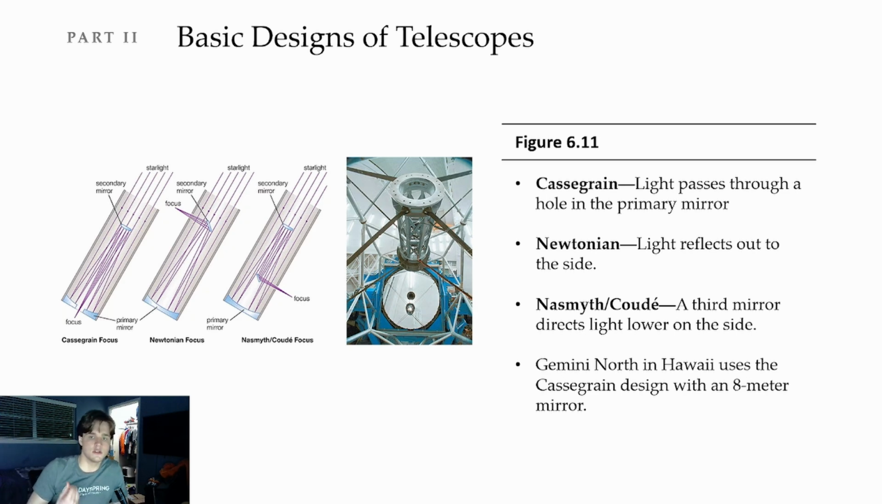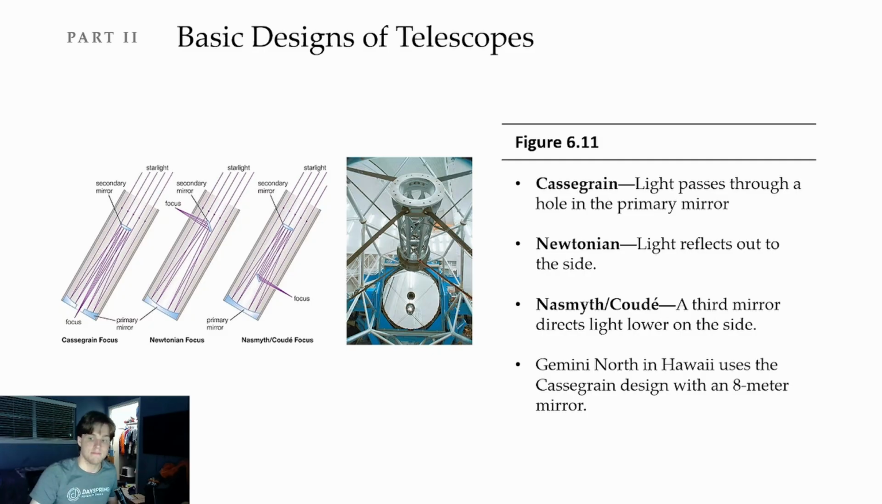But the second kind is the Newtonian telescope, where the light reflects out to the side because it bounces off the bottom onto a mirror that reflects it out through the side of the telescope. And the third kind is sort of a variation on this, where it's on the other side. The light comes in, it bounces off a secondary mirror, and then a third mirror, which focuses out to the other side. And an example of a reflecting telescope is Gemini North in Hawaii, which uses the Cassegrain design with an 8 meter mirror.